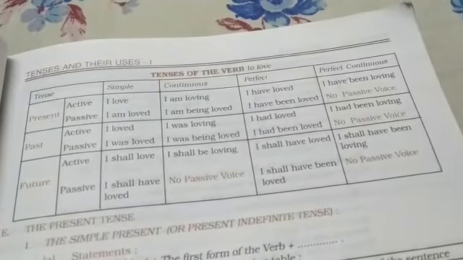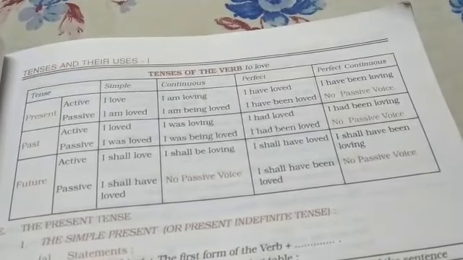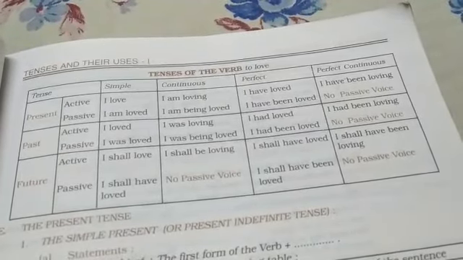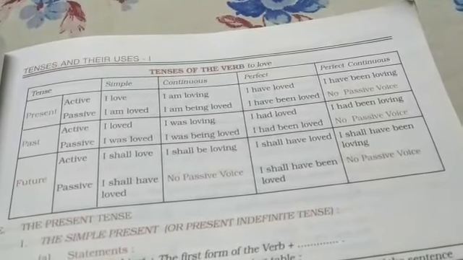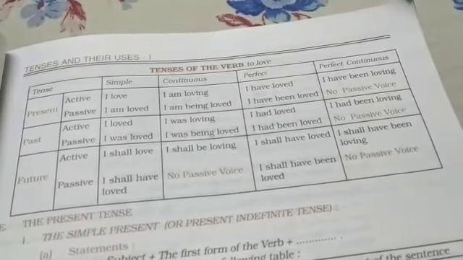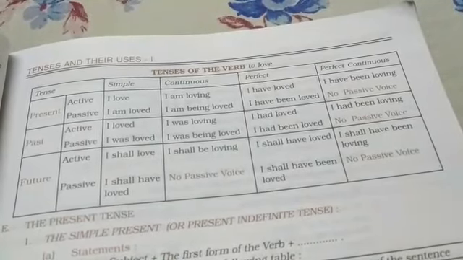Under passive voice, I am loved. I am being loved under present continuous tense. And present perfect, I have been loved. Next, there is no sentence or no form of this verb under perfect continuous.